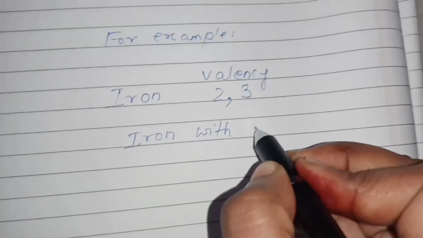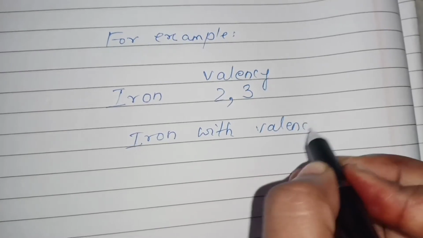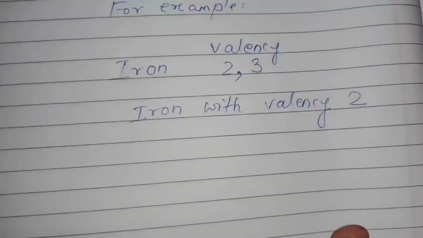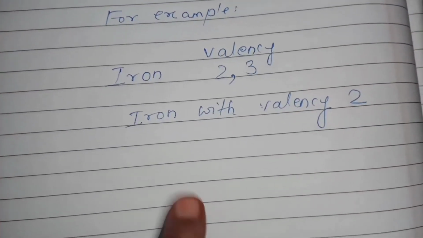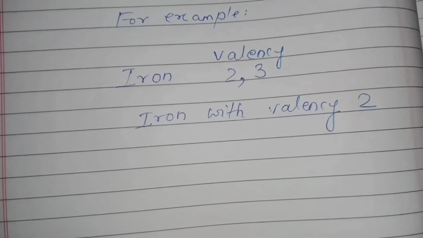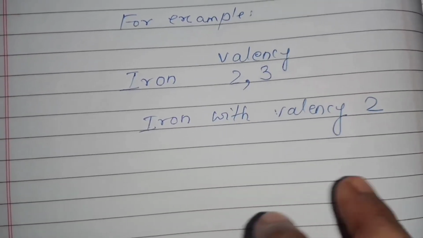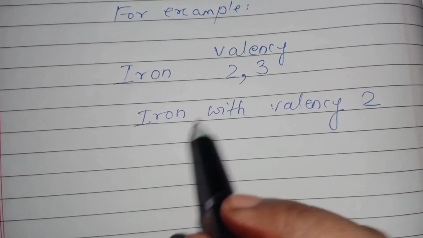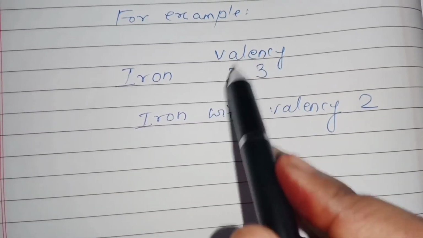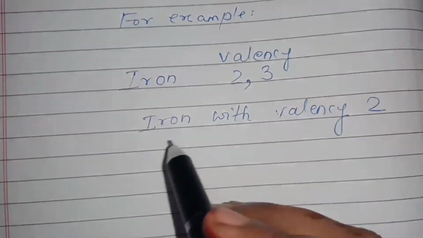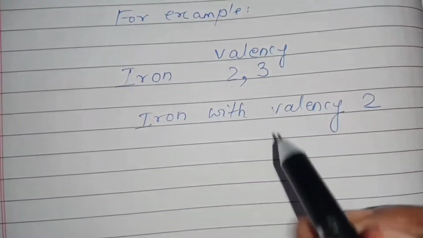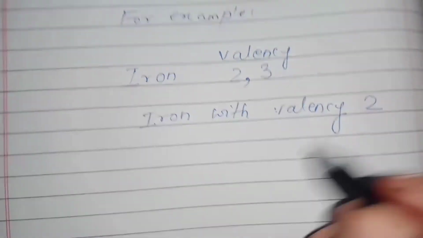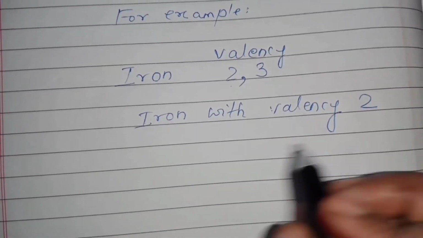Iron with valency 2. With this example only I will explain how to represent an element which has more than one valency. Iron has two valencies, that is 2 and 3. When iron has valency 2, how do we represent it? Not only iron but other elements also.